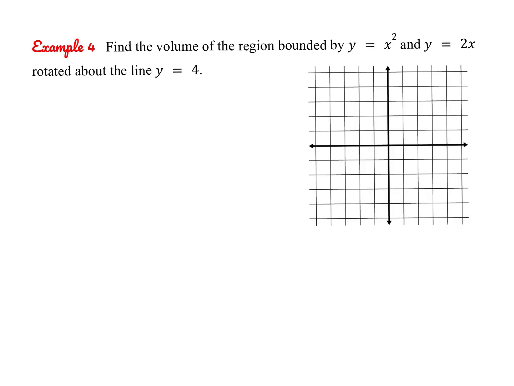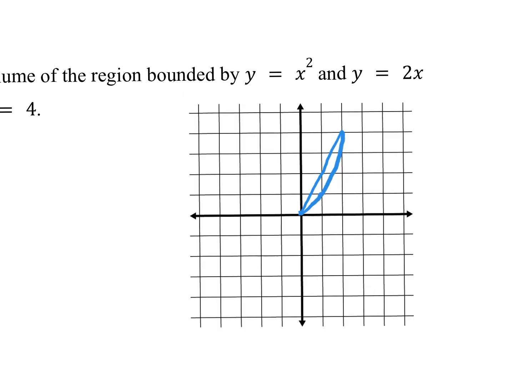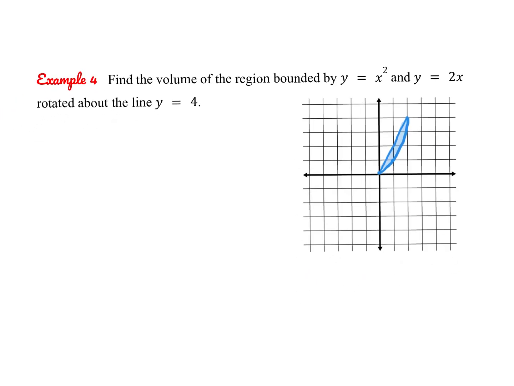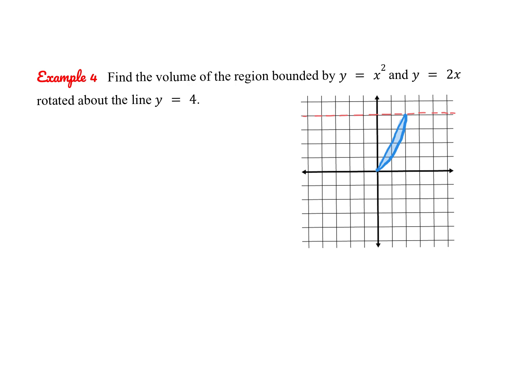All right, let's try another one. You'll notice that I actually have that same bounded area as example 3, but this time I'm rotating it about a different axis. So this one I'm rotating it about the line y equals 4. So here I have a horizontal axis of rotation again. So we need our vertical cross sections. So this would be our large radius, and this would be our small radius. And again, I need to stack those side to side.